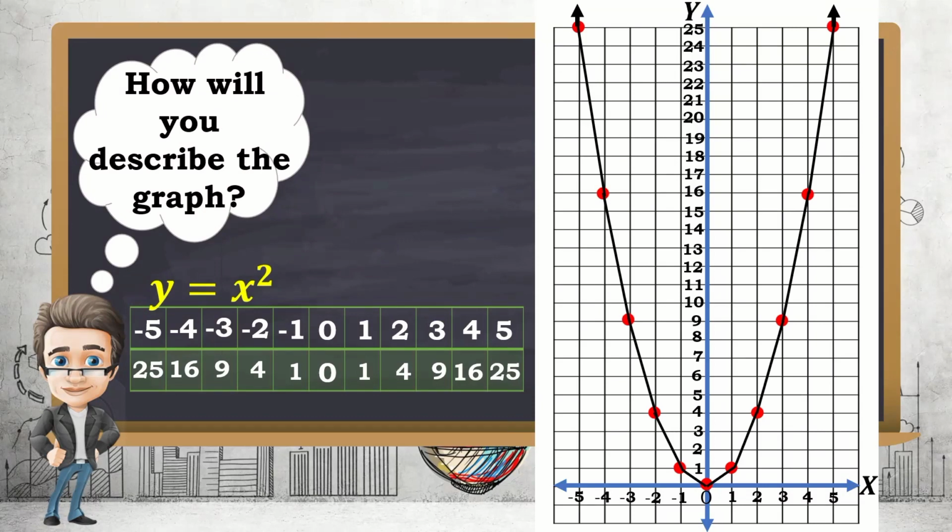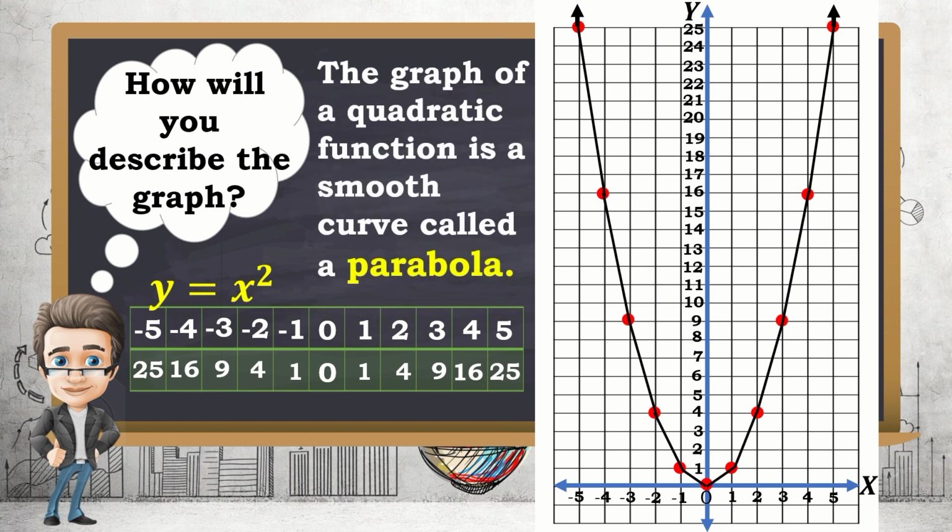Then, how will you describe the graph? It is a U shape, right? A curved line. And the graph of a quadratic function is a smooth curve called a parabola.